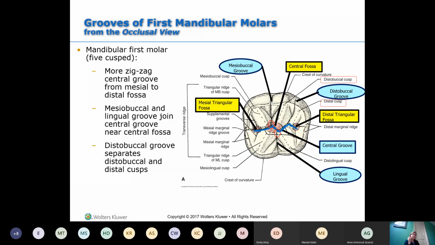That's how we got the Y shape on the mandibular second premolar. It divided the two cusps. So cusps are divided by grooves. Since we have three cusps on the buccal there, we'll have two grooves dividing those three cusps. You have a mesial buccal and a distal buccal. The mesial buccal one joins the lingual groove. So they come straight across like that.